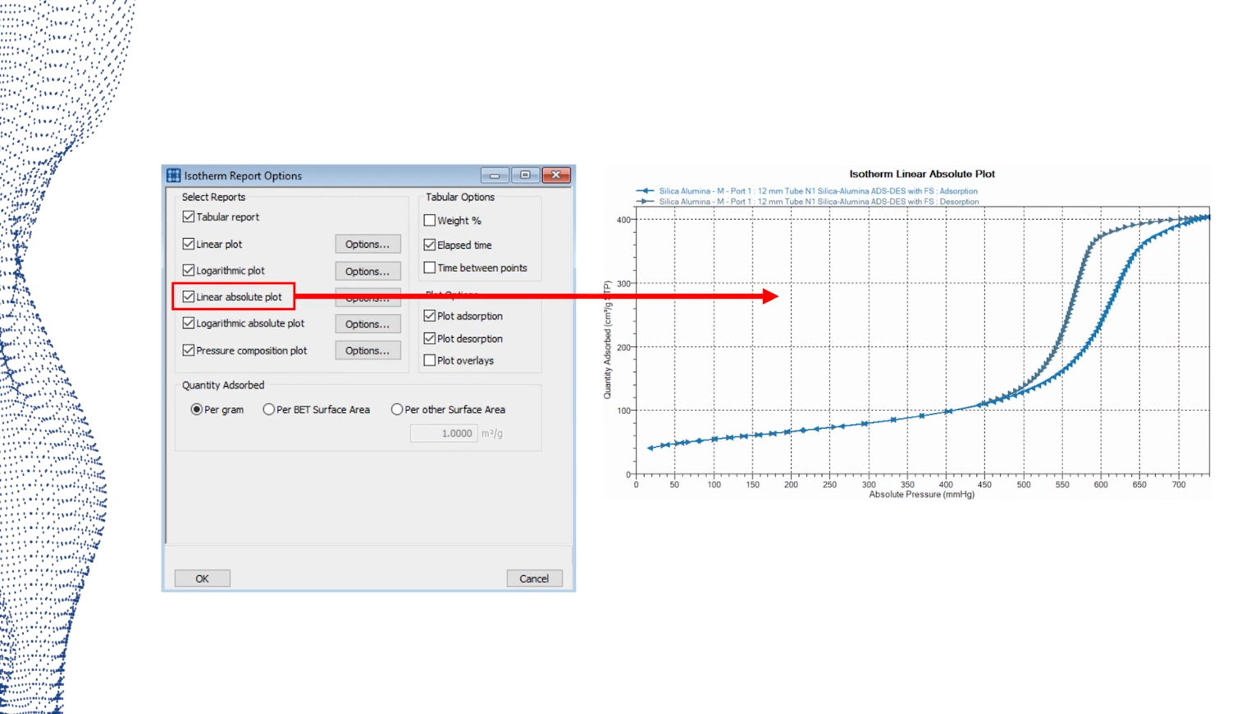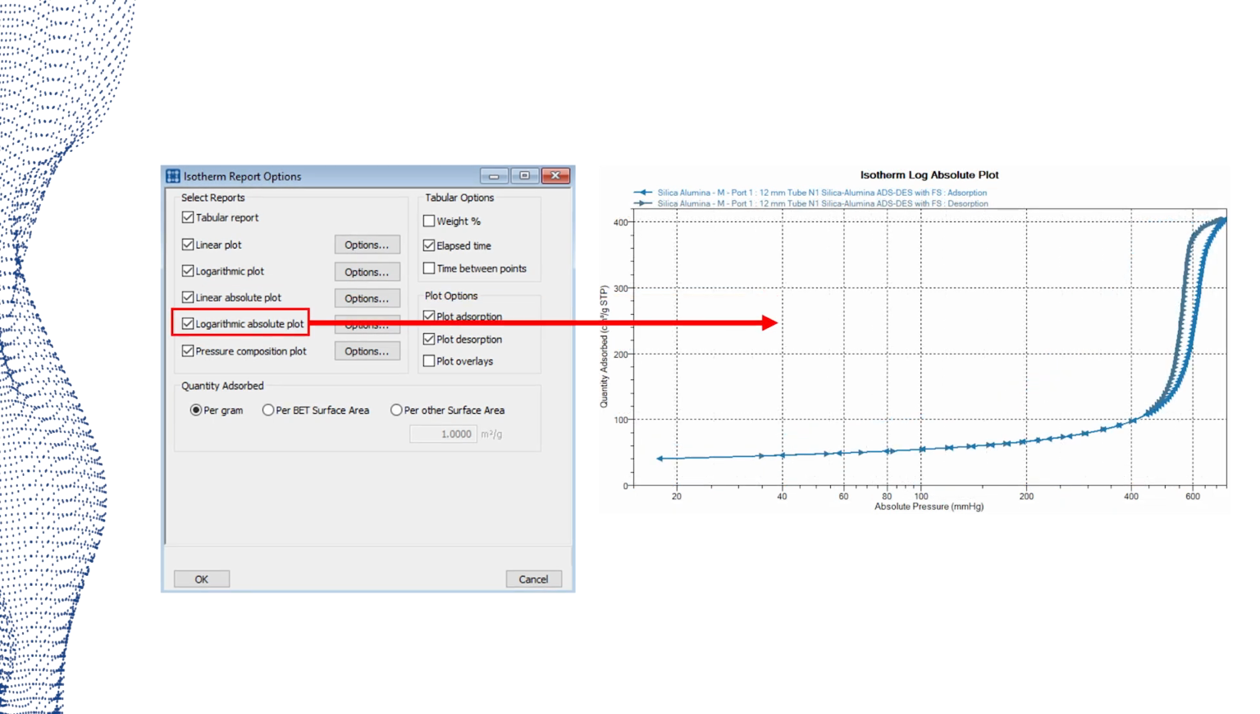The linear absolute plot is exactly the same as the linear plot on the relative pressure scale, the only difference being that instead of P/P0, it's showing the absolute pressure in your chosen pressure units, whether that's millimeters of mercury or kilopascals. The logarithmic absolute plot shows the same data as the logarithmic plot, once again changing the x-axis to absolute pressure using your preferred pressure units.